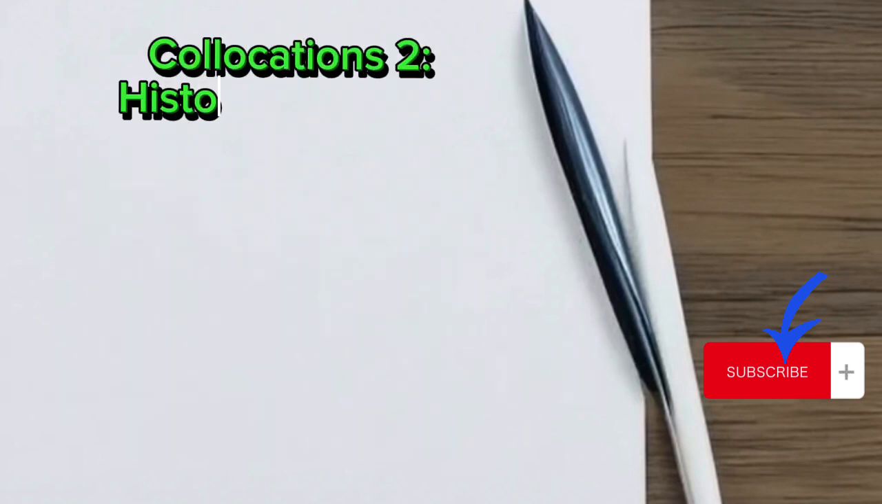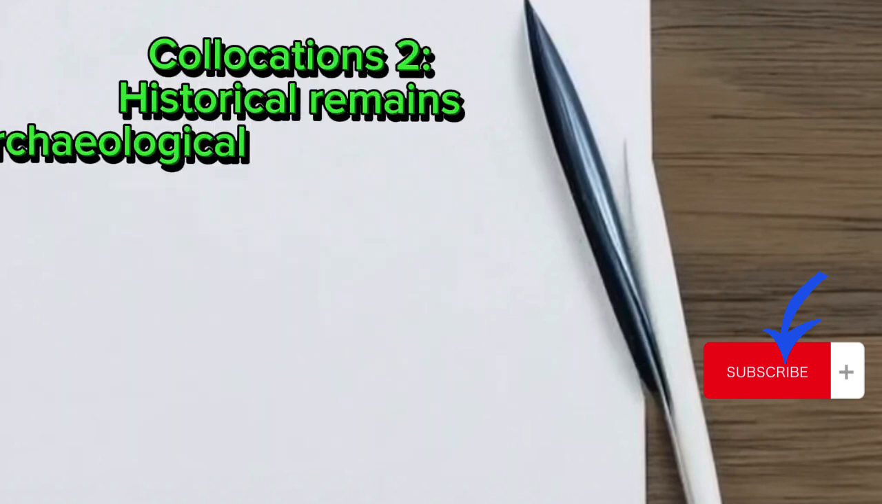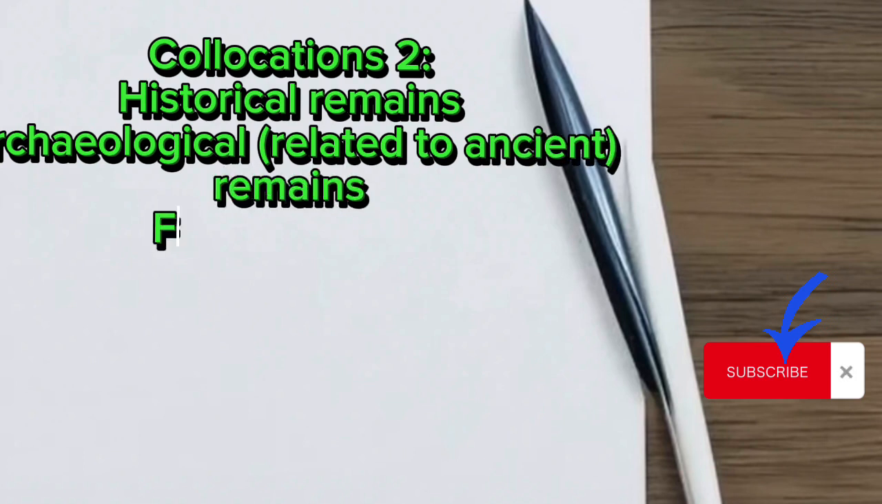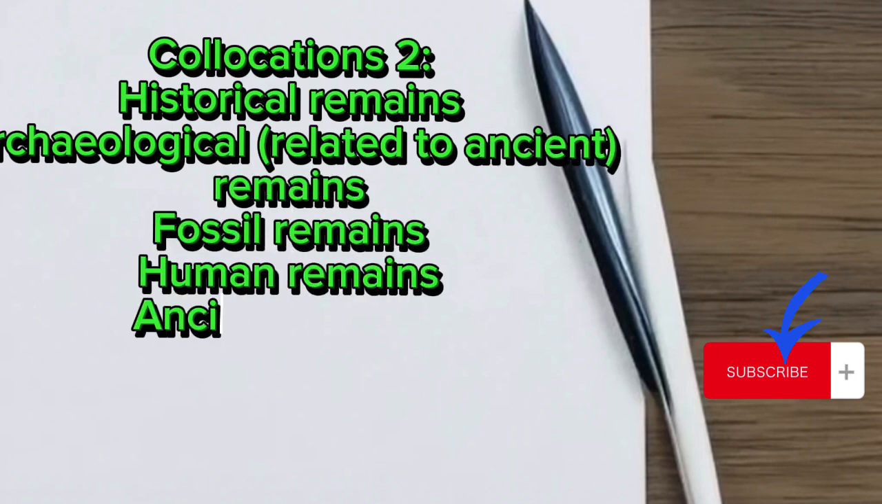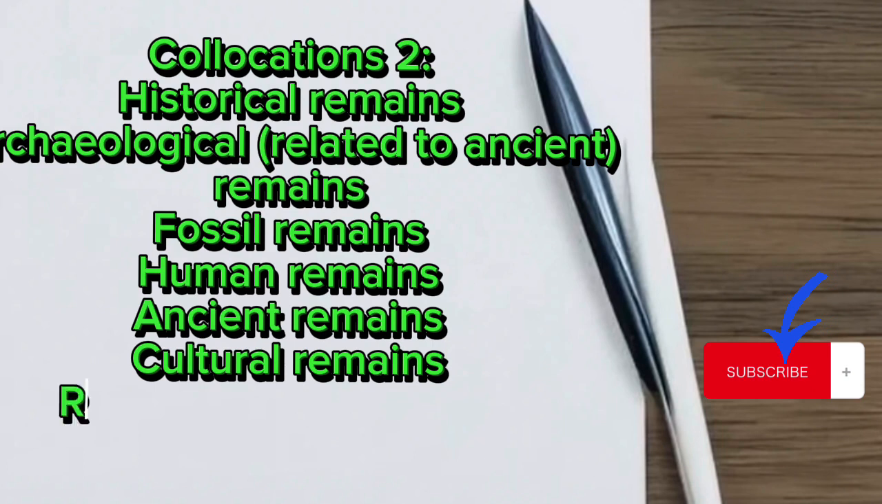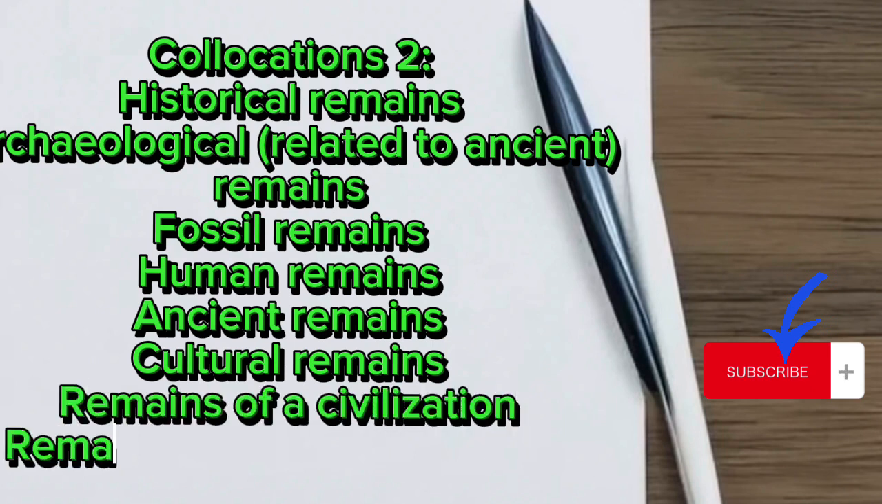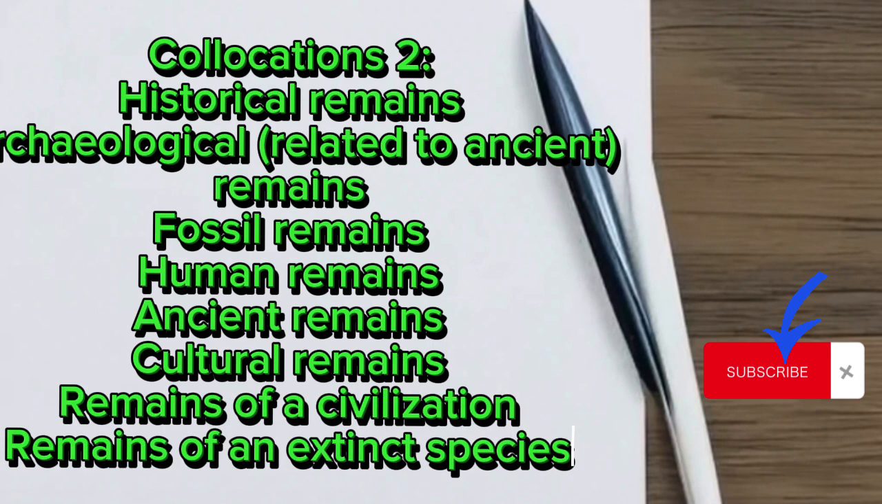Collocations 2. Historical remains, archaeological remains, fossil remains, human remains, ancient remains, cultural remains, remains of a civilization, remains of an extinct species.